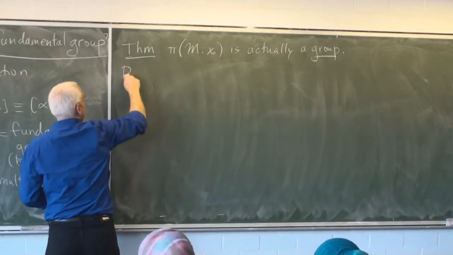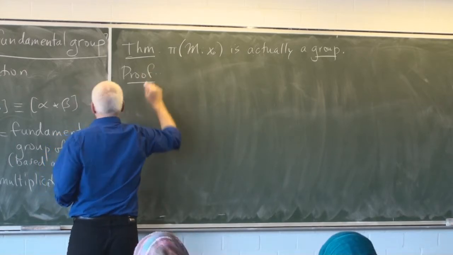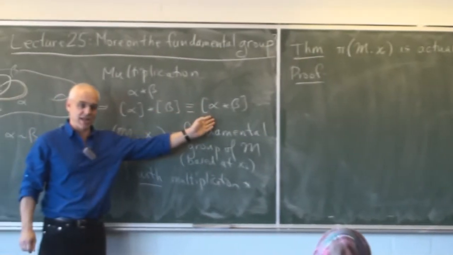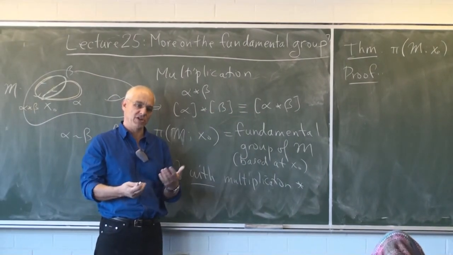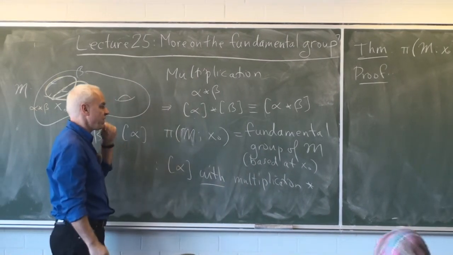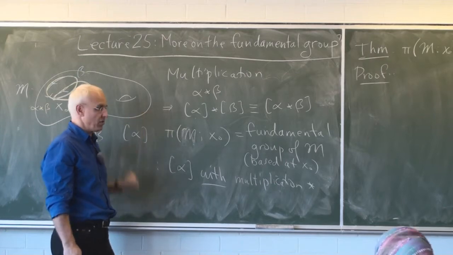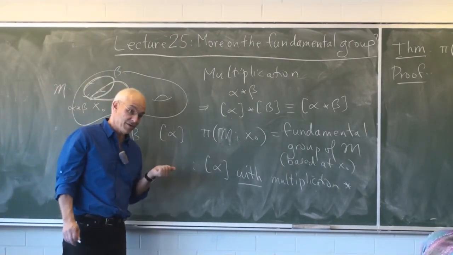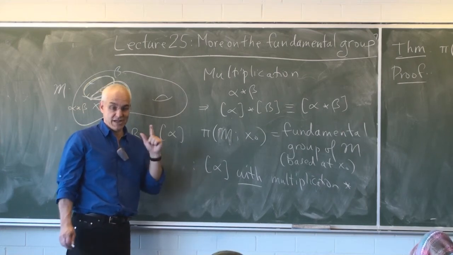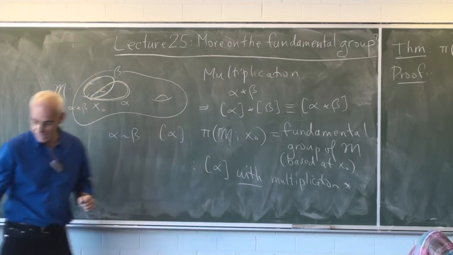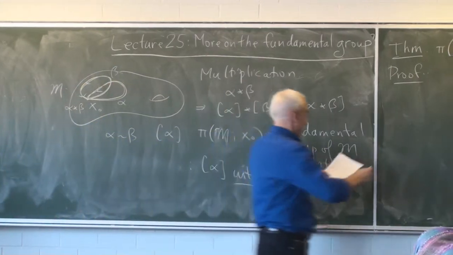All right, so there's three things basically that we have to prove. We've already noted that the product of two loops is another loop. So the closure property, which is sometimes considered part of the group definition, is automatic here, so we don't need to check that. We need to check the existence of an identity element, we need to check the existence of inverses, and we need to check associativity. Okay, so let's do those three things one at a time.